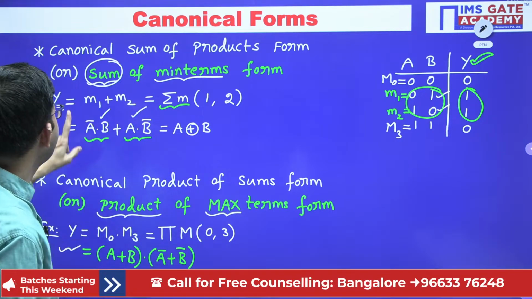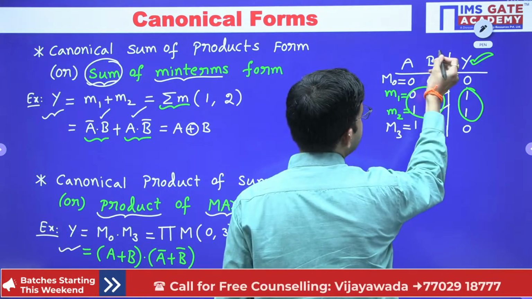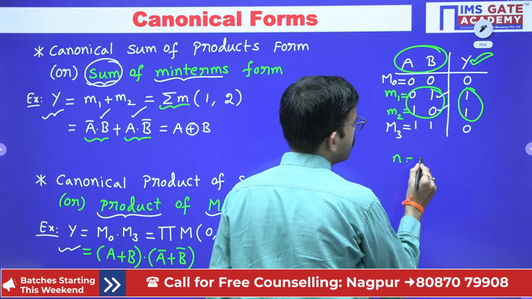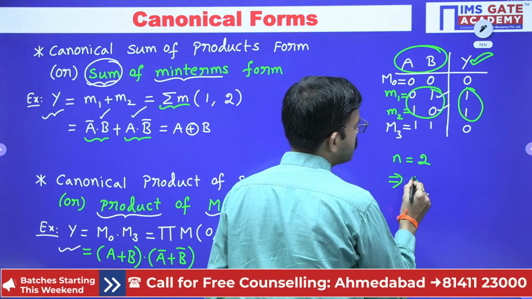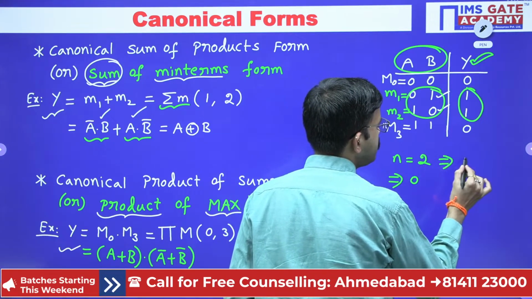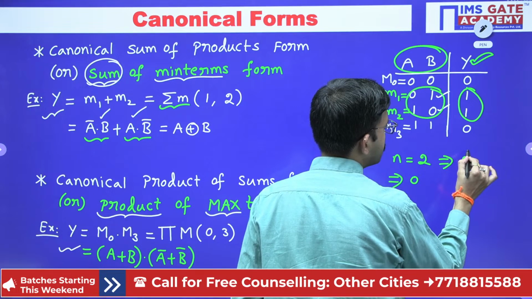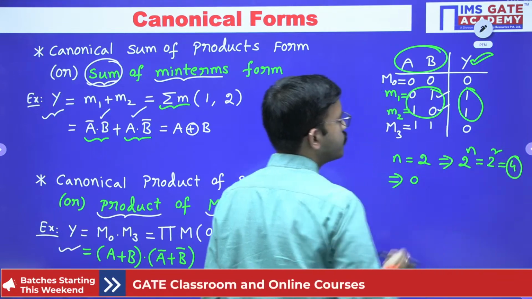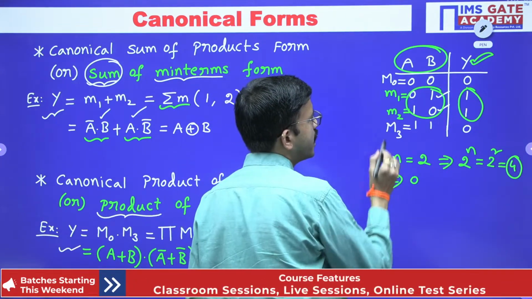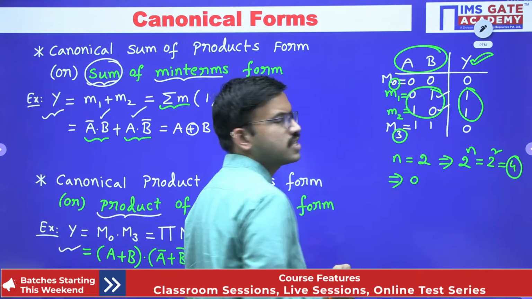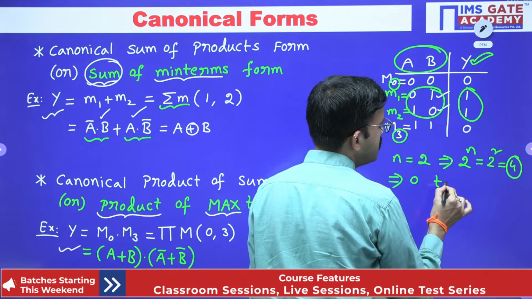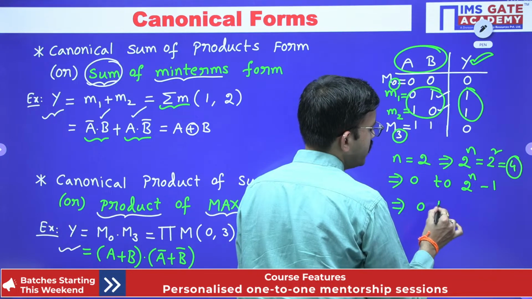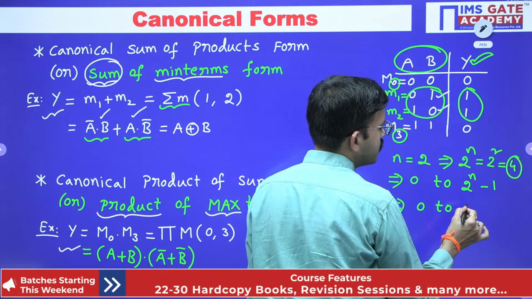Say for example, for two variables, here I have considered the number of variables as 2. So if you have two variables, you will get the range as what? 2 power n, which is 2 squared, that is 4. So in total you will get 4 minterms, but since you are starting from 0, the maximum value will be 3. So the range will be 0 to 2 power n minus 1. With n equal to 2, that is 4 minus 1, that is 3.